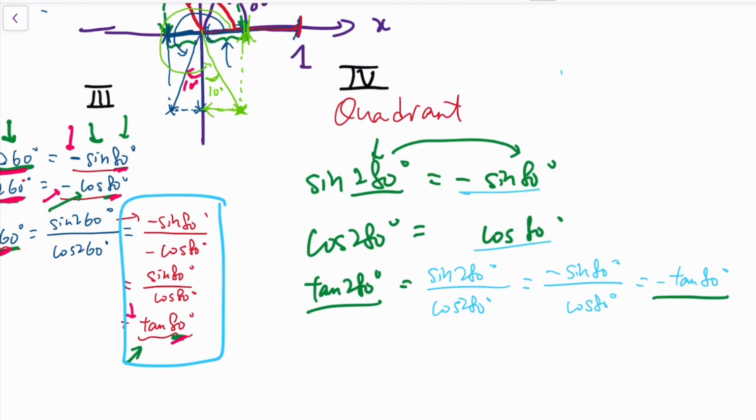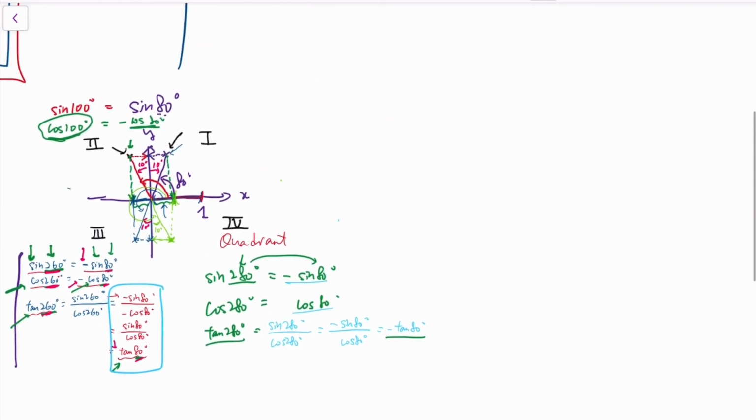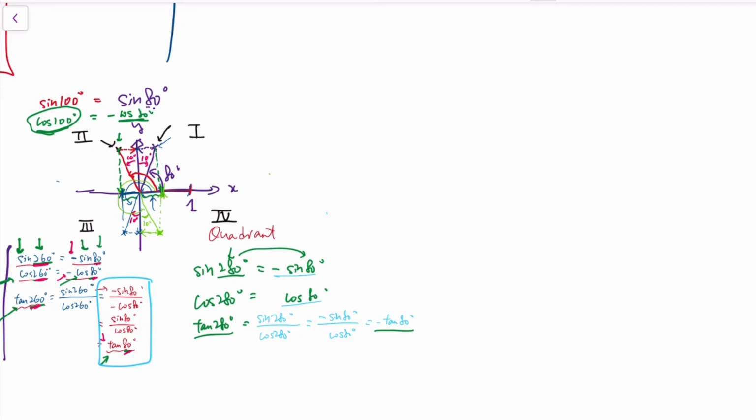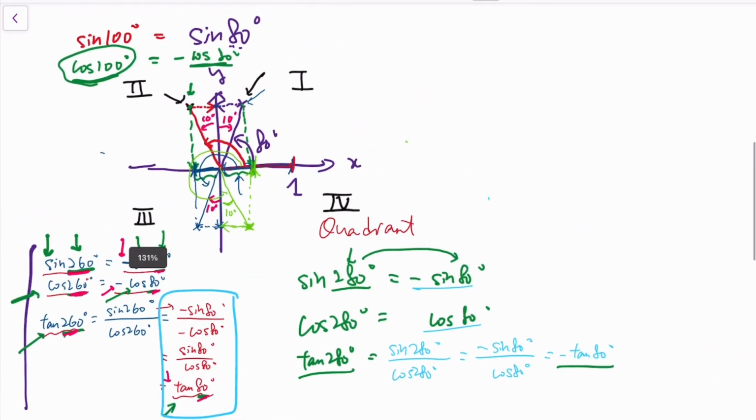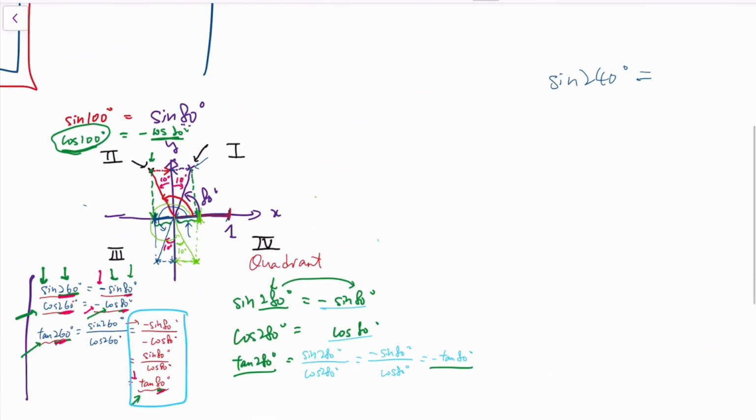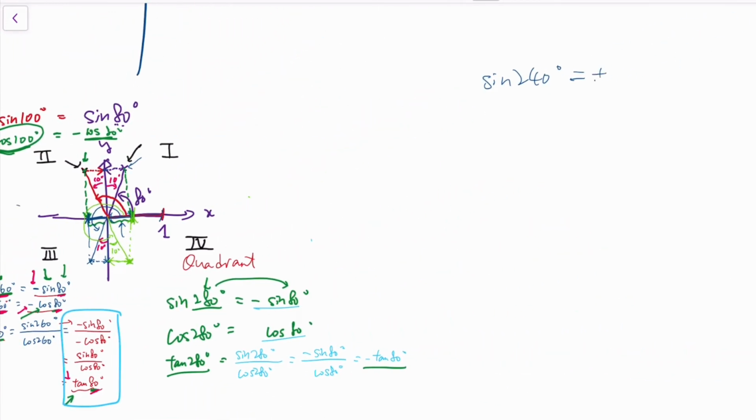Except there are still two questions. If I give you some random angle, for example, I ask you what is sine of, I don't know, maybe 240? From this analysis, we know it would equal plus or minus of some angle inside the first quadrant. But here's the problem: what is that angle, and how do I know whether it's plus or minus?